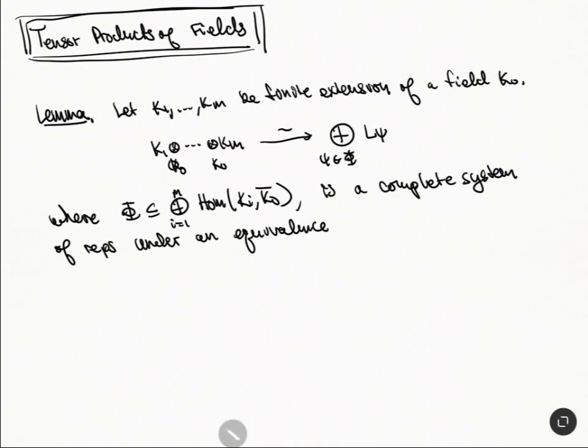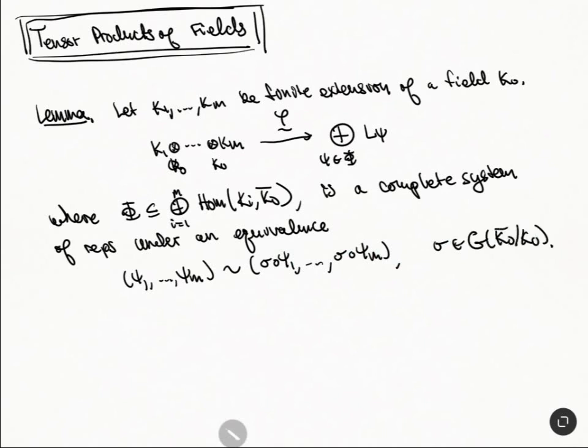The equivalence is given as follows. Let's call this map phi. Under the equivalence, psi 1 through psi m is equivalent to sigma composed with psi 1 through sigma composed with psi m, for sigma in the absolute Galois group. Let me explain what these fields are. This L psi will be psi 1 k1 through psi m km, for psi in this set.